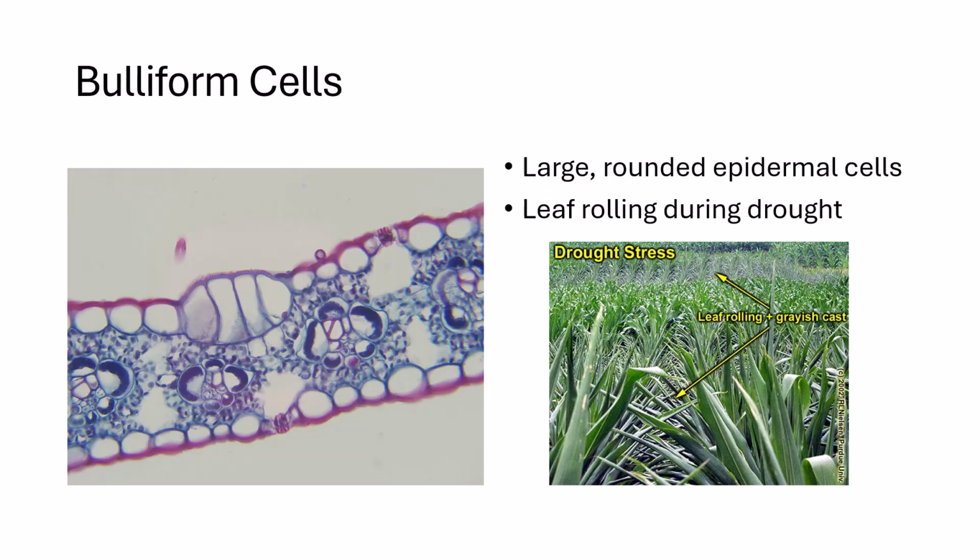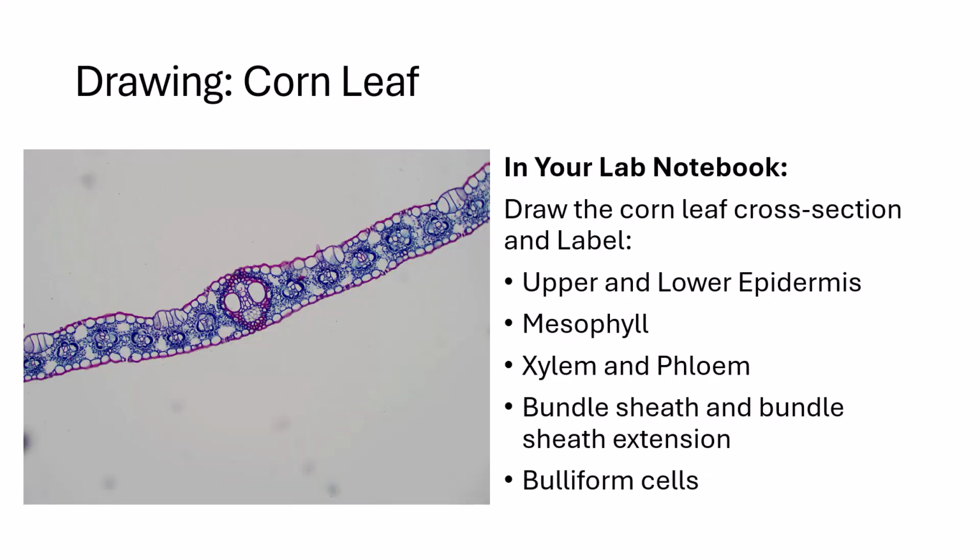In some monocot leaves, especially grasses, the upper epidermis contains bulliform cells. These are large, thin-walled cells that lose turgor during drought, causing the leaf to curl inward and reduce water loss. Look for unusually large, bubble-like cells in the upper epidermis. Now create a detailed label drawing of the corn leaf cross-section in your lab notebook. Include and label the upper and lower epidermis, mesophyll, xylem and phloem, bundle sheath and bundle sheath extension, and bulliform cells. Pause the video while you complete your drawing.